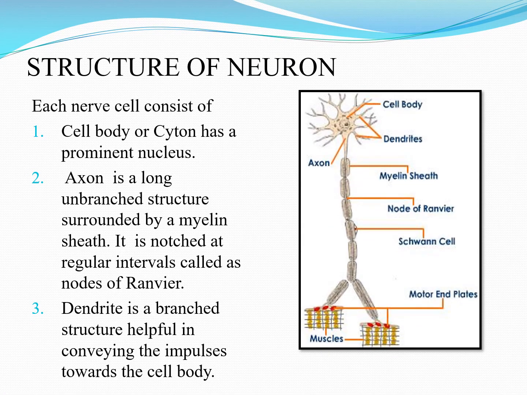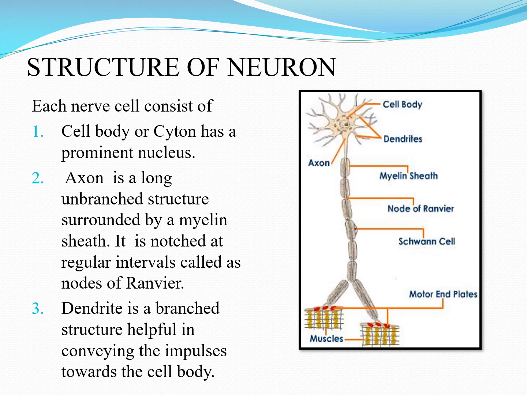Structure of neuron, already you studied in lower class. Here you can see the three parts. This is the cell body. Then this long unbranched structure is called axon. This small branched structure is called dendrite. The cell body or cyton has a prominent nucleus. The nucleus is visible, present in the center.